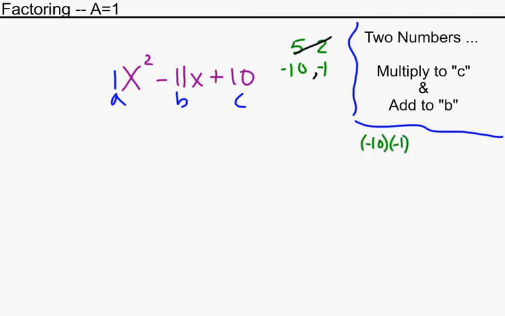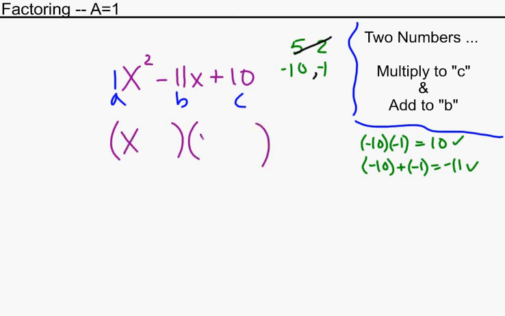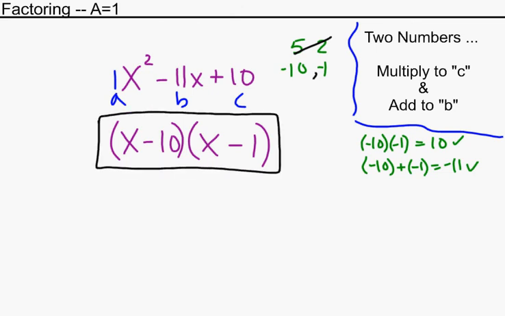Negative 10 times negative 1 is positive 10. And negative 10 plus negative 1 is negative 11. So I get what I want in terms of my pair of numbers. So I just write out my final answer, put the x, and minus 10, minus 1. And again, if I wanted to go ahead and check that, FOIL it out, distribute, combine like terms, whatever you want to call it, I would get x squared minus 11x plus 10.